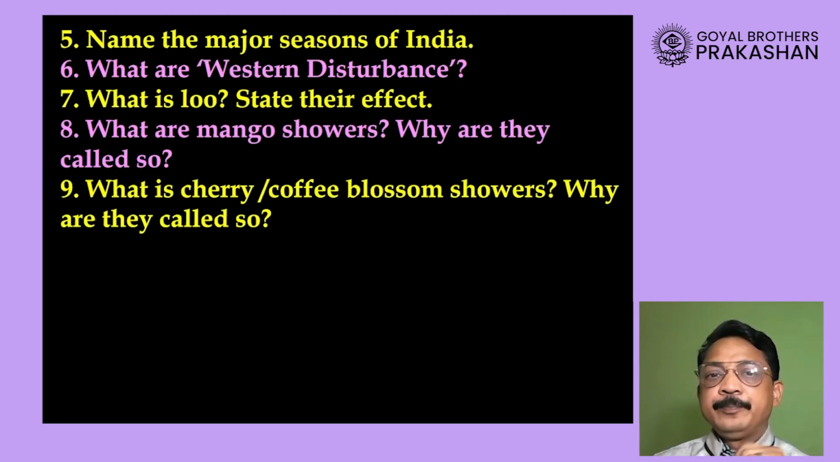So point number 1, the first season is the hot and dry summer season, and it is from the month of March to the month of May. The second is hot and wet rainy season, that is from June to September. Third season is the retreating monsoon season, that is in October and November. And the fourth season is the cold and dry winter season, that is from December to February.